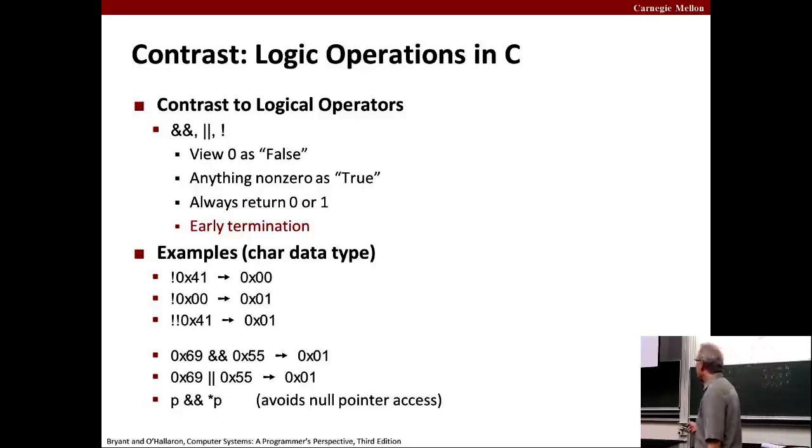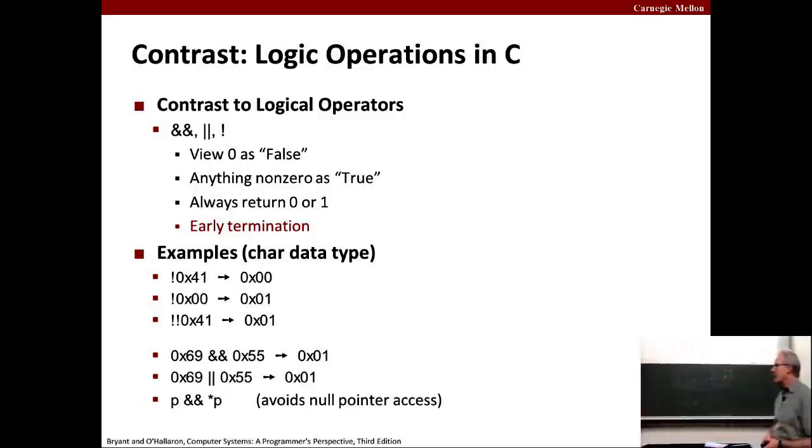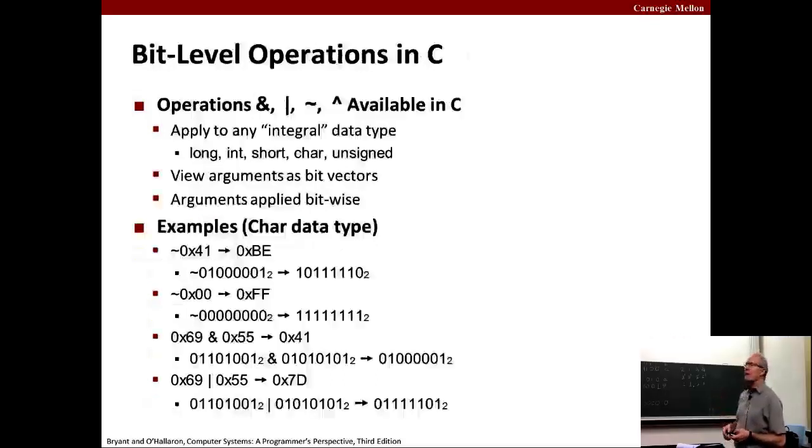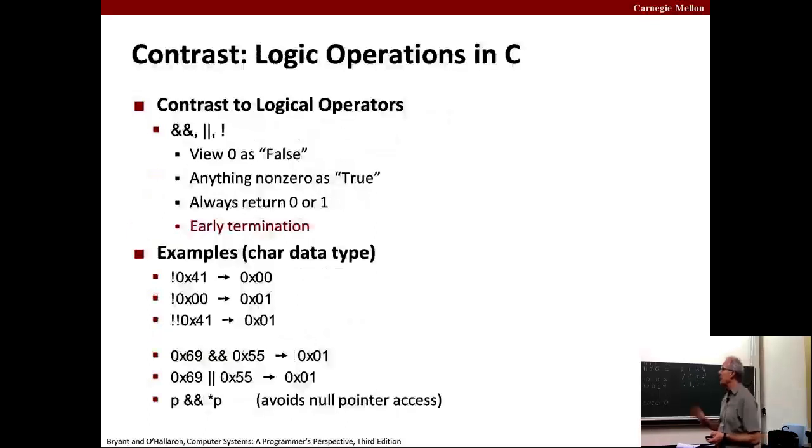In particular, this early termination is something that people use a lot. If you want to make sure that you're not accessing a null pointer, you can test whether that's a null pointer first before accessing it. And if this is 0 or null, then it won't do the dereferencing of null. So it's a fairly useful feature as well. Anyways, that's an aside. At this level, we're mostly looking at bits, but just as a programming note, don't mix these up.